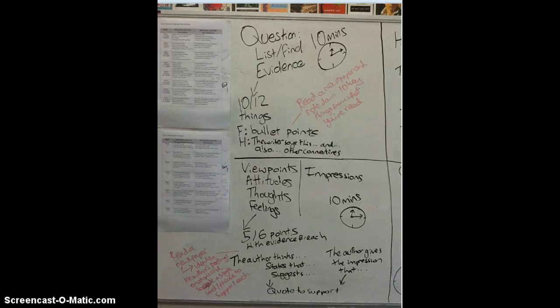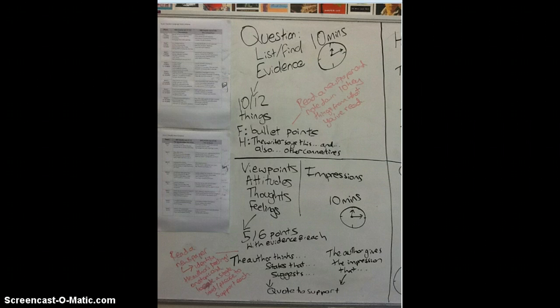So your reading exam, there will be 4 main questions that you'll have to answer in an hour. So 15 minutes reading time, 10 minutes per question with 5 minutes left over for any checking. So the first question that you might get is a list, find, or evidence type question. The advice is to find 10 or 12 things for this question.